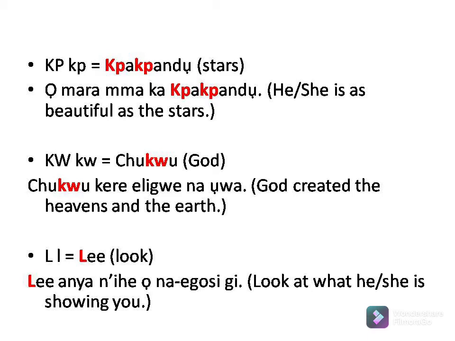The next letter is the Ku, and you can find it in word like Chukwu. Chukwu means God. Chi Ukwu, the great God. In sentence, you can have a sentence like Chukwu kere eluigwe n'ụwa. Chukwu kere eluigwe n'ụwa, which means God created the heavens and the earth.